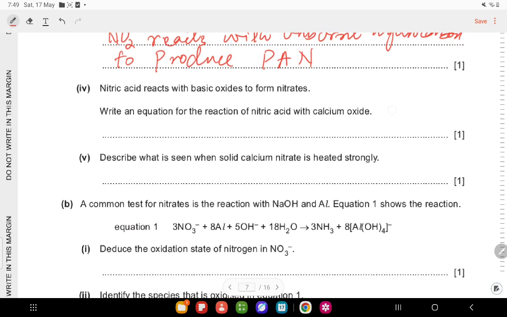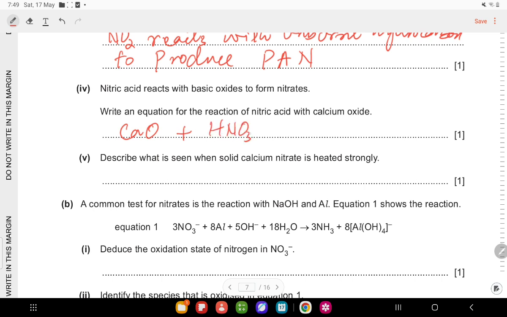Nitric acid reacts with basic oxide to form nitrates. Write an equation for the reaction of nitric acid with calcium oxide. Calcium oxide plus nitric acid to form calcium nitrate and water.